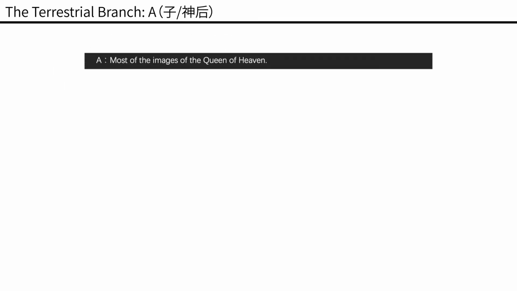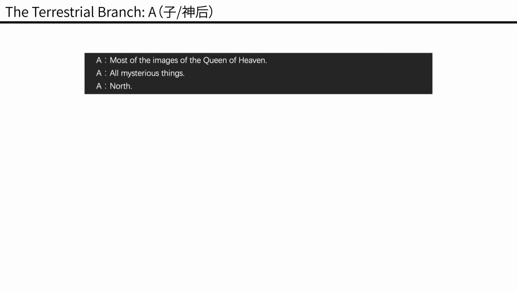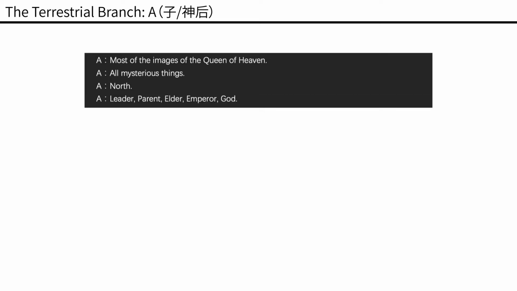Because A is the home of the Queen of Heaven, so A has most of images of the Queen of Heaven. A represents all mysterious things. Among the various methods of divination in China, the North Star has an important position. The North Star is in the north, and the direction represented by the A is the north. So many of the images represented by the A come from the North Star. The ancients set the north as the beginning, and at the beginning often decided the direction of development.